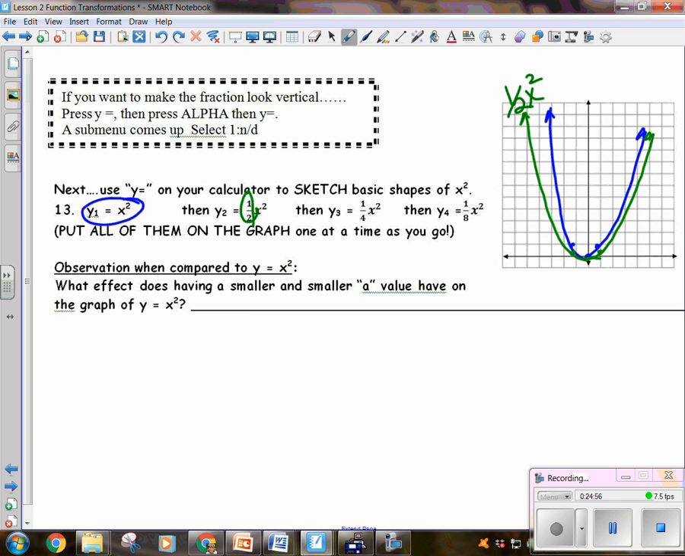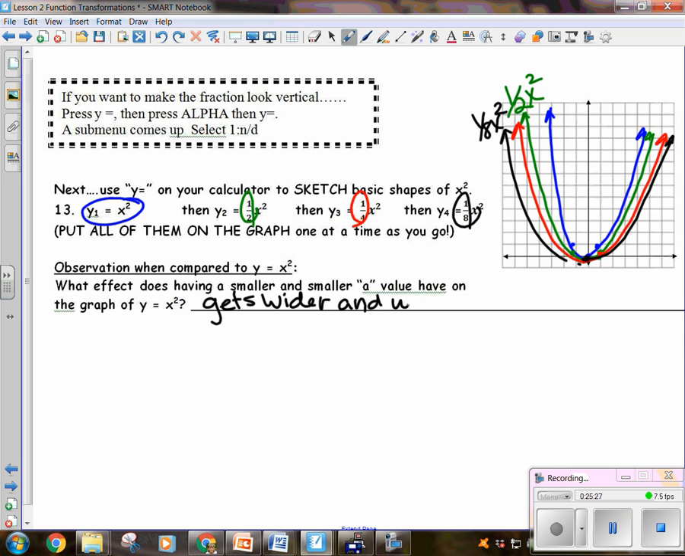What happens if we only have 1/4? Well, you come here and you only go up about 1/4 of the way, so that would be even wider. What about 1/8 of the way? That would actually make it even wider. So everybody sees what's happening. When compared, what effect does having a smaller and smaller a value have on the graph? It looks to me like it gets wider and wider. That's the observation that I hope you can see.